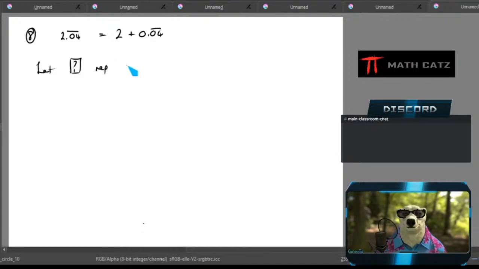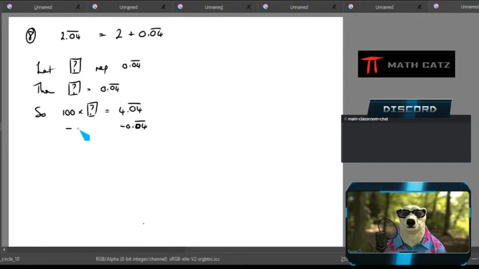let question mark in a box represent my fraction, and then it's going to be an equation, of course, in the full mathematical language. So I'm going to multiply by 100. 100 question marks in a box will be 4.04 repeating. Drop the 0.04 repeating. And if I look up here, that's exactly a question mark. So I will have 99 question marks. And that'll be just 4.